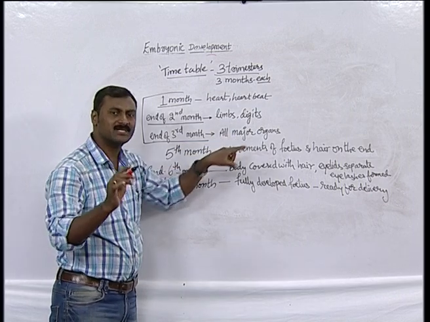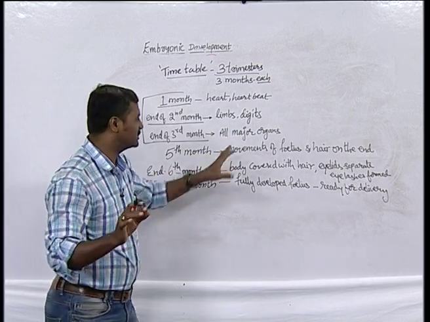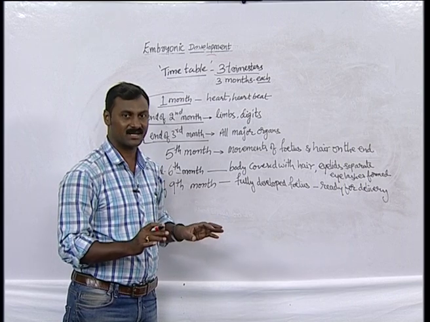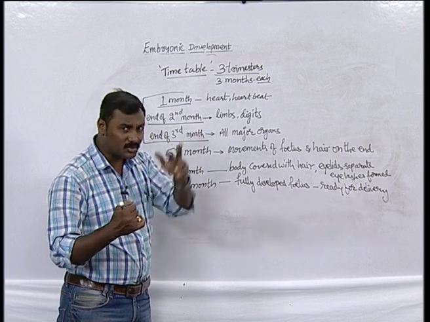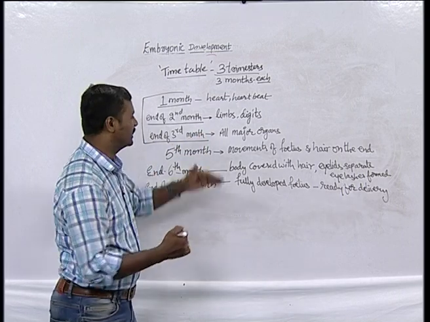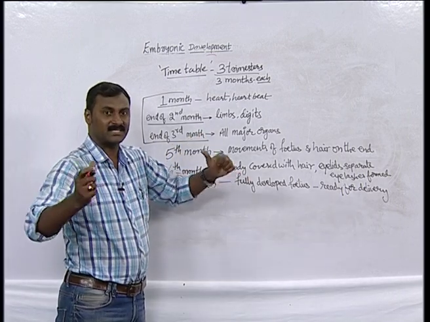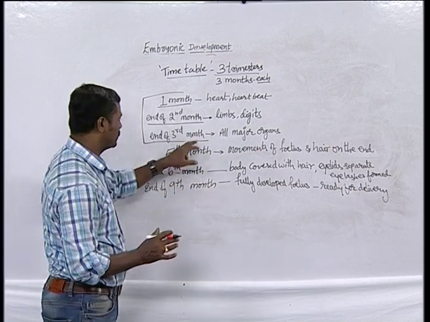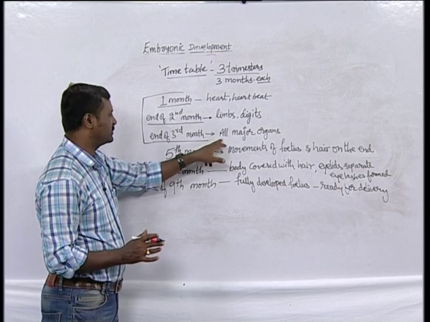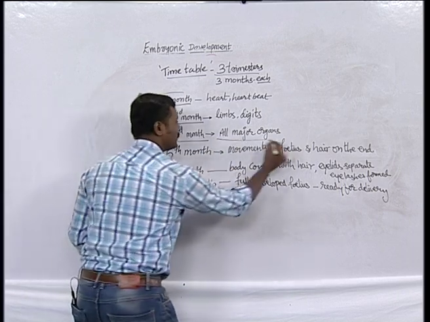Once the first trimester is completed, all the major organs are formed. So what about the remaining 6 months? The remaining 2 trimesters, that is 6 months, are useful only for the increase in size and also completion of organ development. So at the time of the first trimester all major organs are formed.